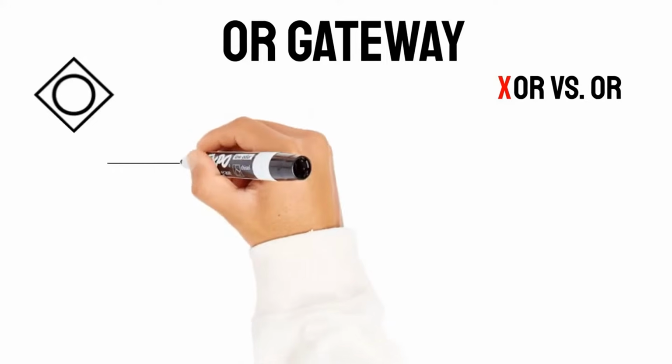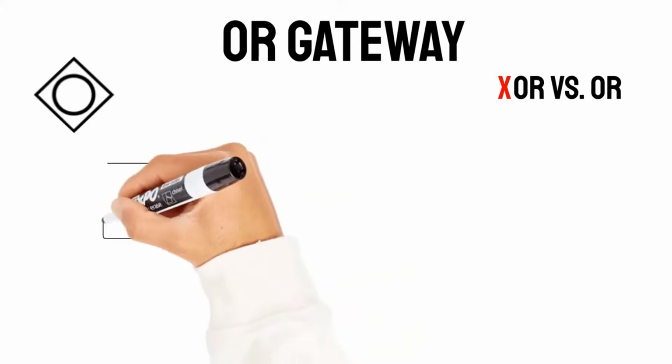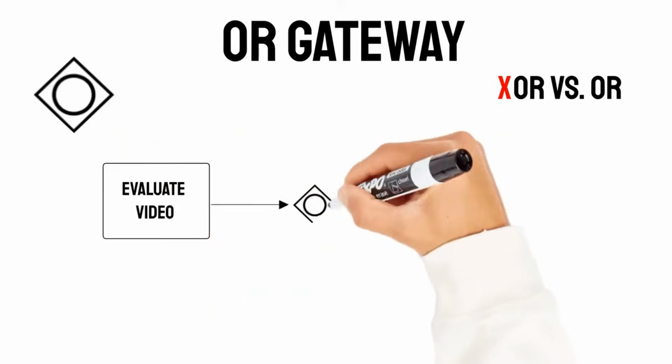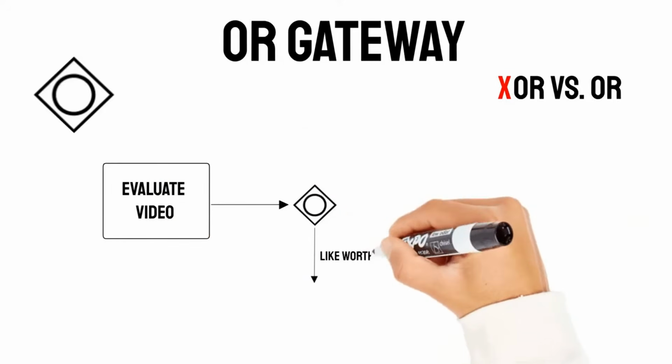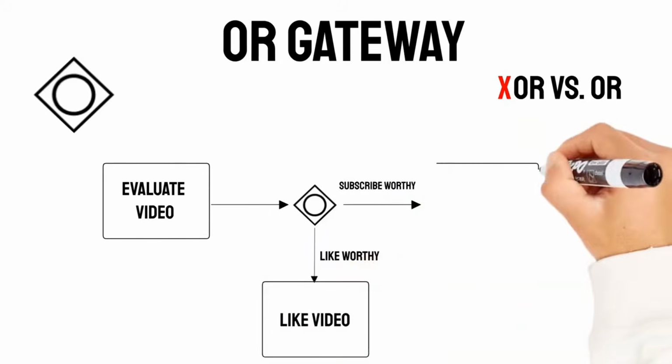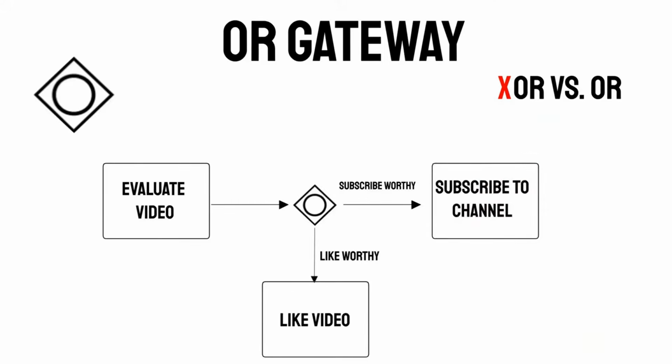The OR gateway is also called the inclusive OR. Why? Let me explain it again with an example. At the end of this video, you are probably going to evaluate this video. This video might be like-worthy to you, so you would like the video, or maybe even subscribe-worthy, so you would subscribe to the channel, or even something else.